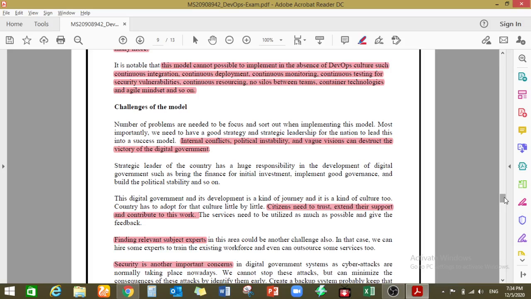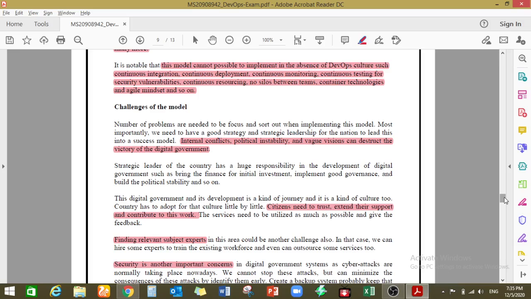Internal conflicts, political instability, and ambiguous visions, that is, not clear visions or strategy, can spoil or destroy the victory of the digital government. The strategic leader of the country has a huge responsibility in the development of digital government, such as bringing the finance for the initial investment, implementing good governance, and building the political stability, and so on.